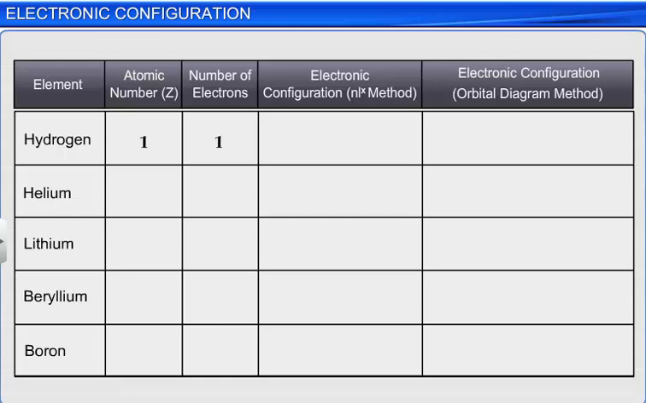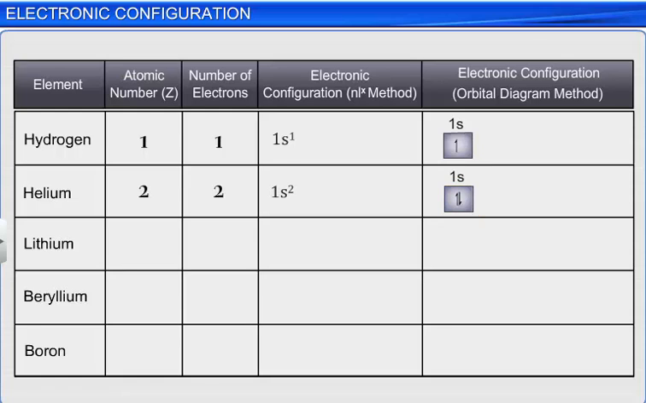Hydrogen has only 1 electron which must be filled in the orbital of lowest energy, that is 1s. Helium has 2 electrons. Both these electrons can be filled into the 1s orbital. However, according to Pauli's exclusion principle, these 2 electrons should have opposite spins.